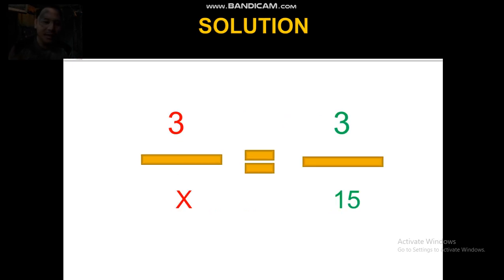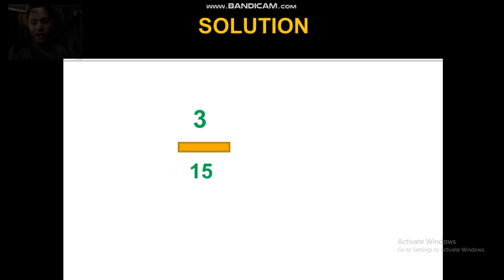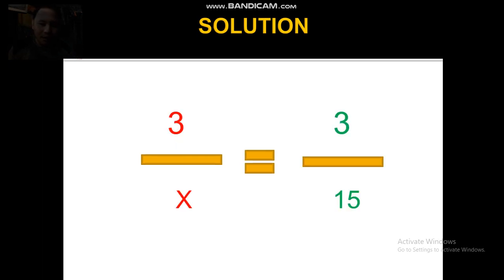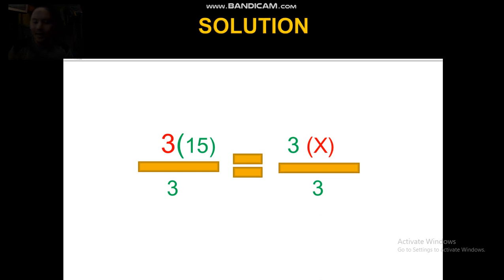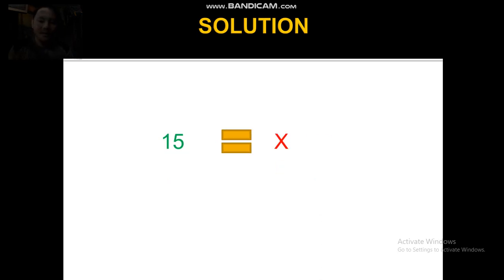So let's start. This is our ratio. We can use this to solve the actual value of x. So let us multiply 15 by 3 and multiply x by 3. So we have this equation. Solving for x, we divide both sides by 3. The result is x equals 15.